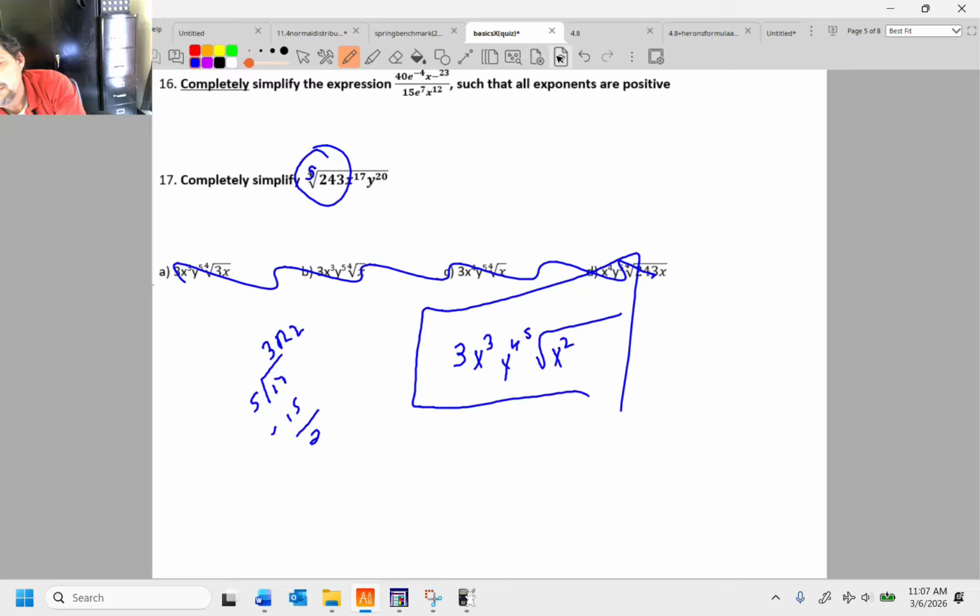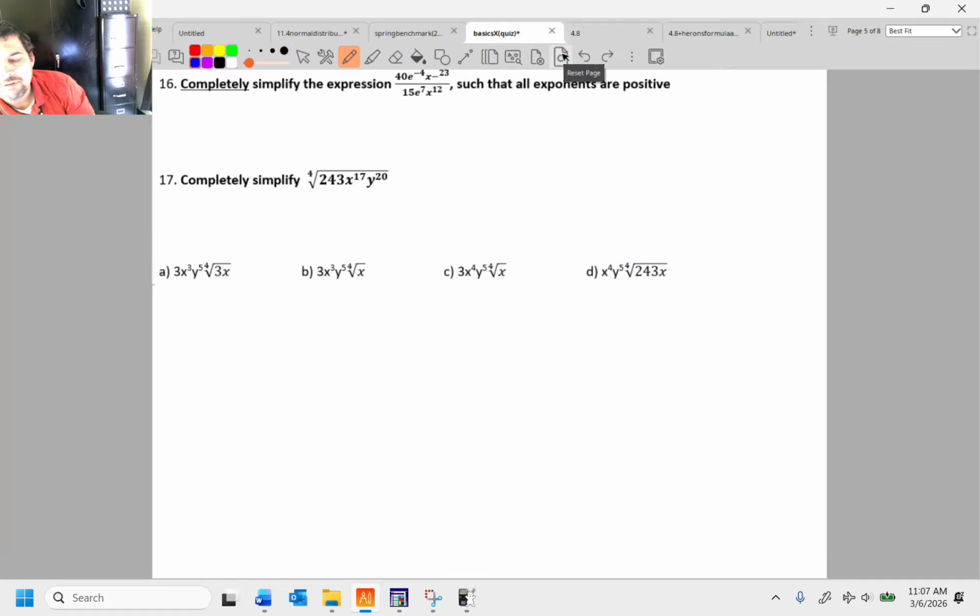Moving on to 16. Completely simplify the expression 40e to the negative 4th, x to the negative 23rd, sitting pretty over 15, e to the 7th, x to the 12th. So 40 and 15 are both divisible by 5, right? That's, well, I say right, like you understand. You may not. That's 8 over 3. 40 divided by 5 is 8, kids. I swear to God it is. 15 divided by 5 is 3, children.